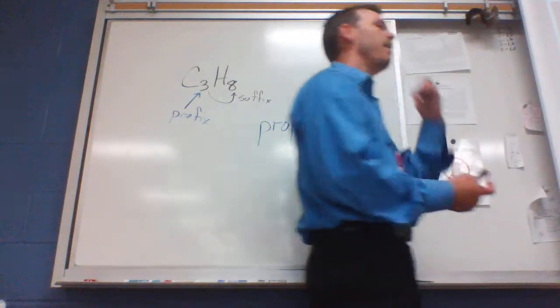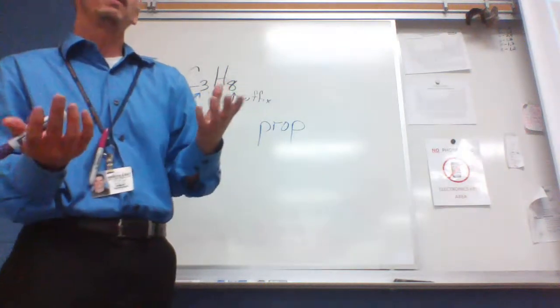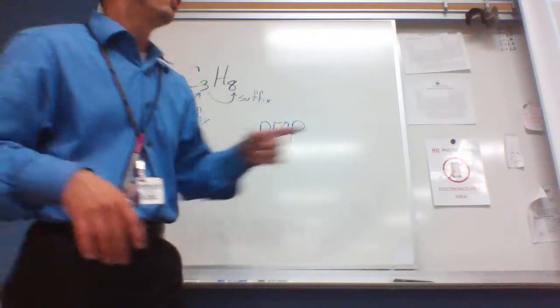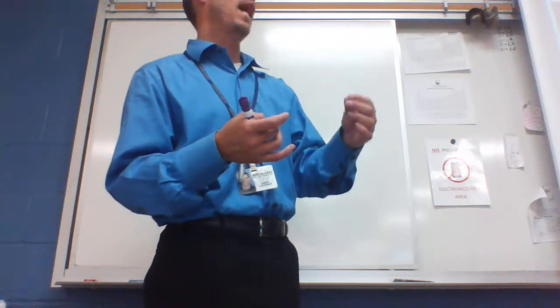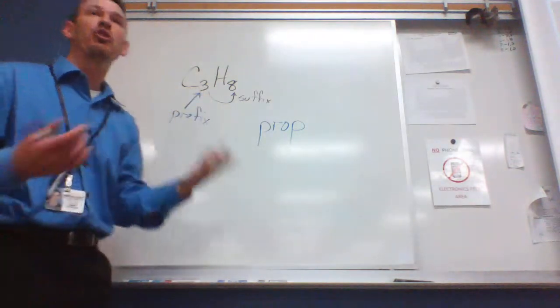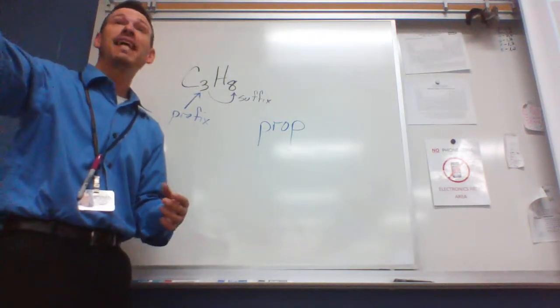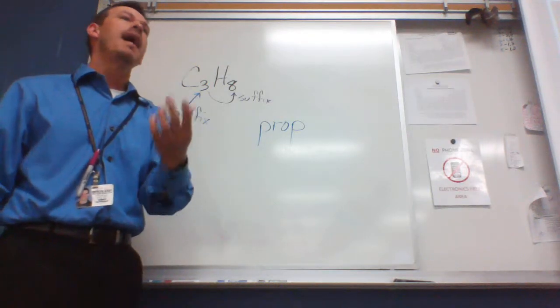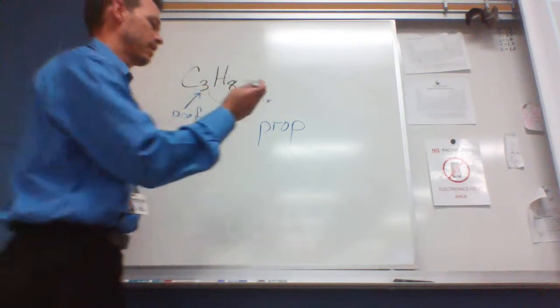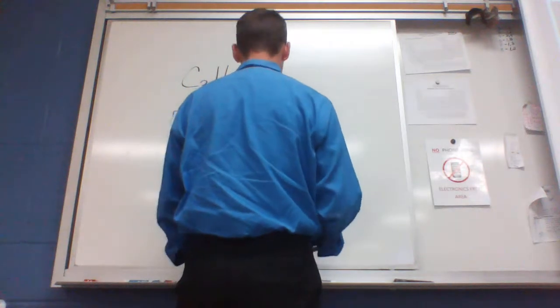So you always double it, but then you ask yourself, do you only double it? It would be ene. Do you double it and add 2? It would be ane. Or do you double it and subtract 2? It would be yne. So take a look here. If you double 3, you get 6. Well, that's not what that number is. How do you get from the 6 to the 8? Add 2. So what's the suffix? Ane.